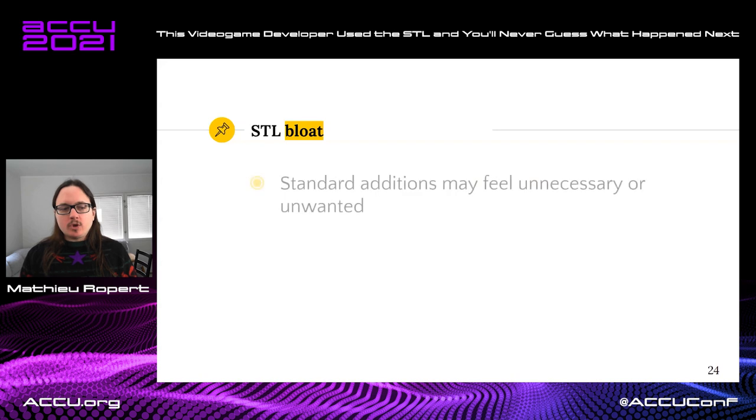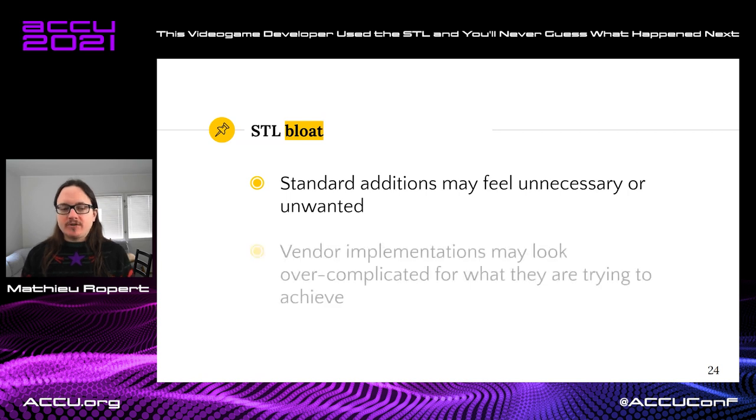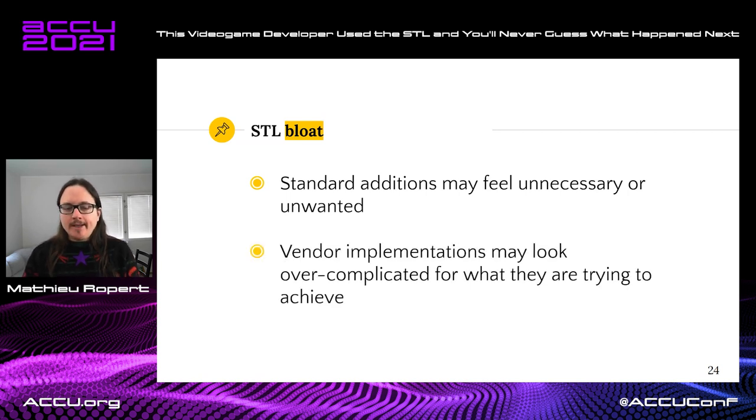And then there's a question of bloat. A lot of things sometimes feel unnecessary or unwanted. And sometimes, especially when you look at the implementation, it might look overcomplicated for what it's trying to achieve. The main complaint I hear a lot of the time is why are iterators on vector not pointers in many implementations? Why are they wrappers?